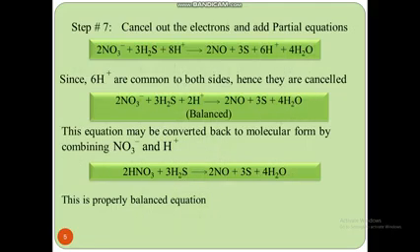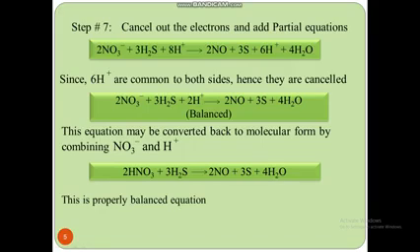In step number 7, we have to cancel out the same number of electrons and add the partial equations. So the new equation is this. In this equation, 8 H positive ions are on the left hand side and 6 H positive ions on the right hand side. Since 6 H positive ions are common on both sides, they are cancelled out. So the new equation is this, and this is the balanced chemical equation.